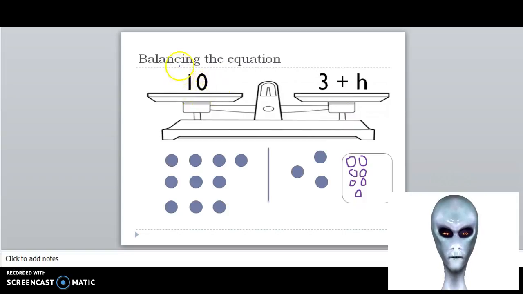Or if I do 10 minus 3, I also get 7. That's going to be an important piece of information.